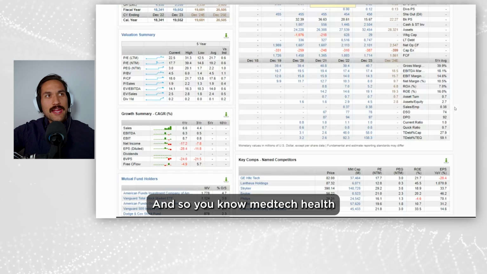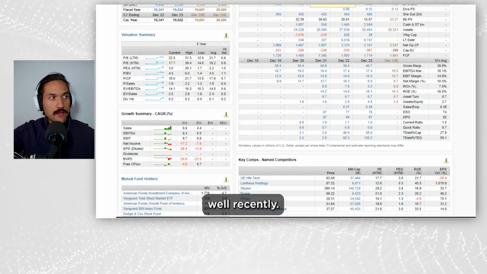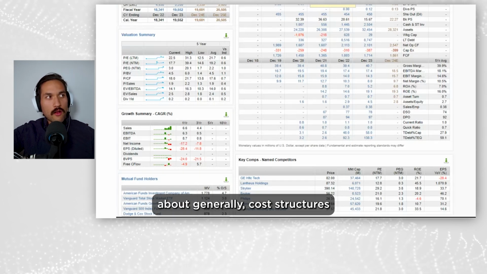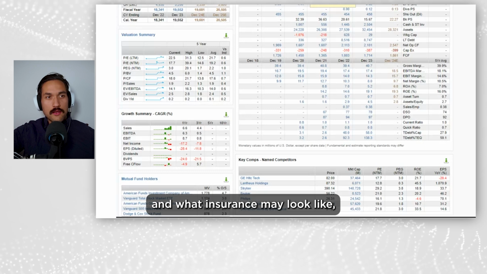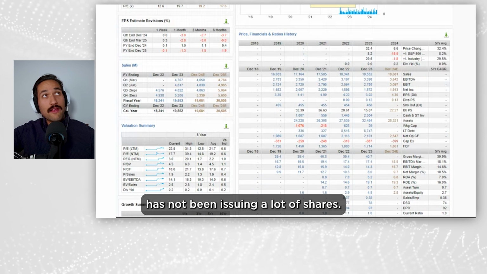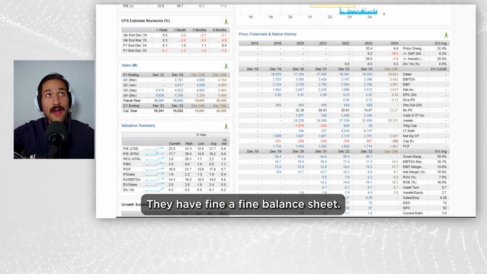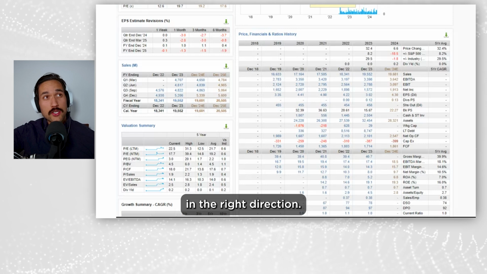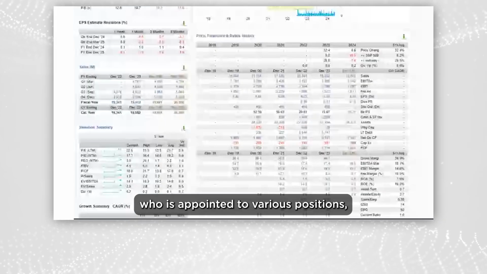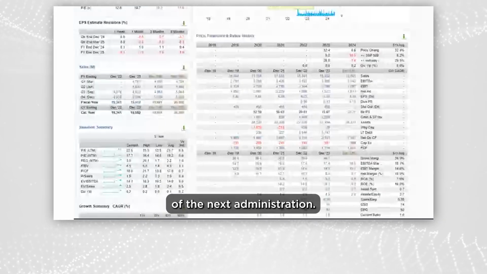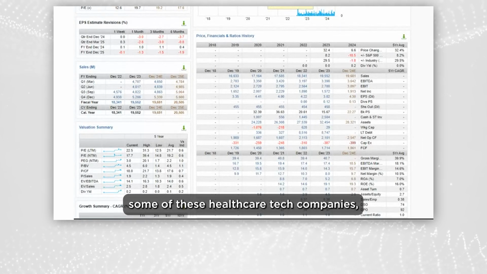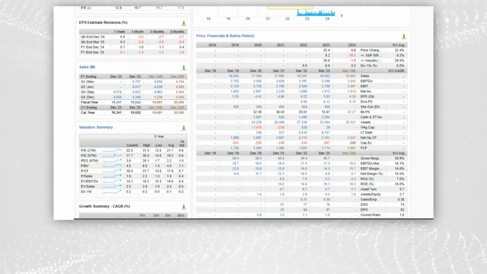And so, med tech, health tech has not been doing particularly well recently. I think there is a lot of uncertainty within the healthcare space about generally cost structures and what insurance may look like in the next administration. But even with that in mind, I think this is a company that has not been issuing a lot of shares. They have a fine balance sheet. Their cash flow is trending in the right direction. But either way, I think there's still a lot of uncertainty for me. And so we're still waiting to see who is appointed to various positions within the healthcare apparatus of the next administration. And so until then, I would tend to want to stay away from some of these healthcare tech companies because honestly, we just don't know what to expect yet.